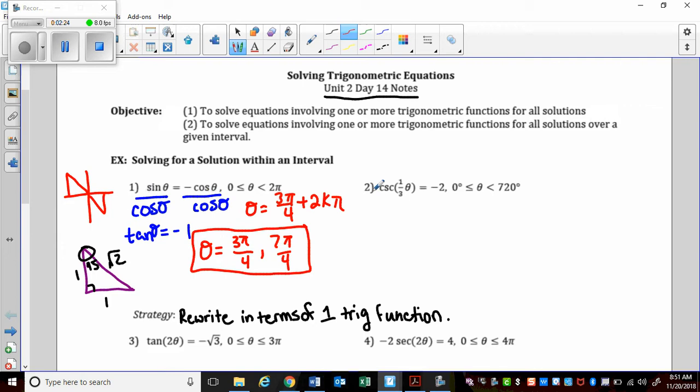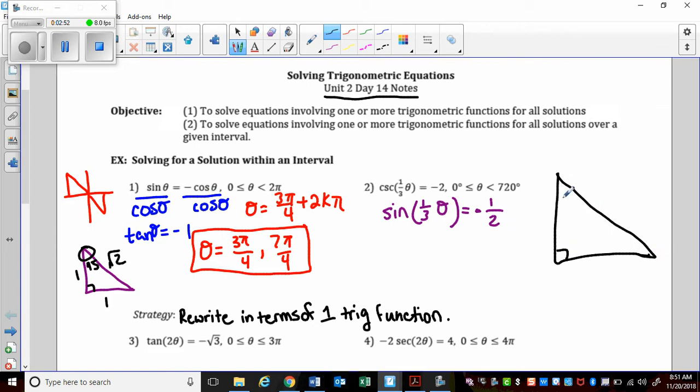Let's look at cosecant. Cosecant is the reciprocal of sine. So this is the same as sine of 1/3 theta equals the reciprocal of -2, which is -1/2. I know that this is my 30, 60, 90 triangle, so I'm going to draw it over here. We can use it.